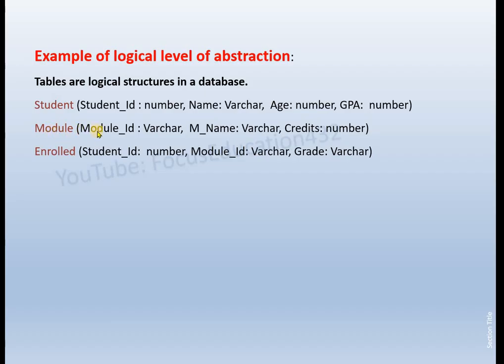A module, that is a subject, has a module ID and a data type, and we say module name. For example, DBMS is a module. It has some module ID, DB101. Then something like enrolled. Who are the students enrolled in these modules? Student ID will be required, module ID, and the grade the student has scored in this module. So these are some logical structures in the form of tables that are created at the logical level of abstraction.